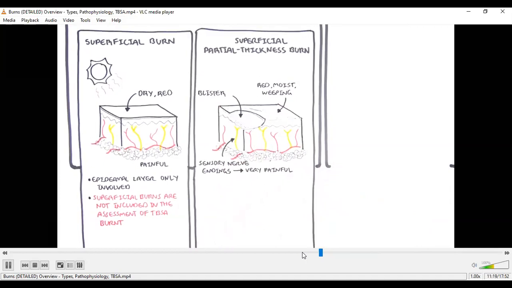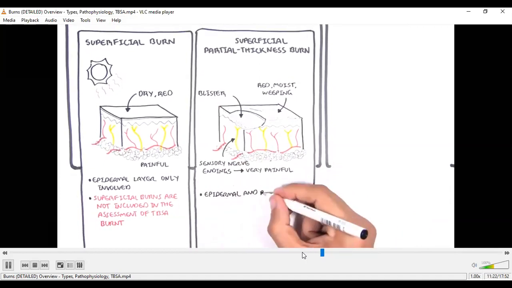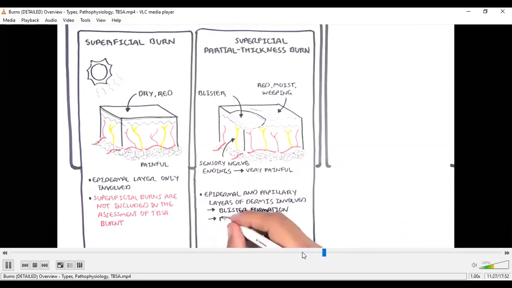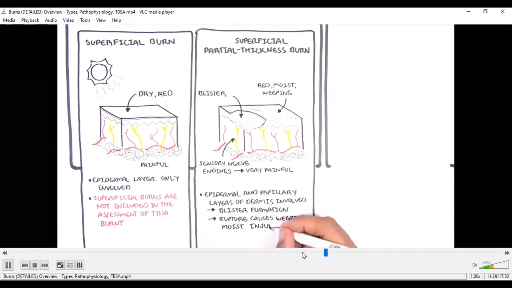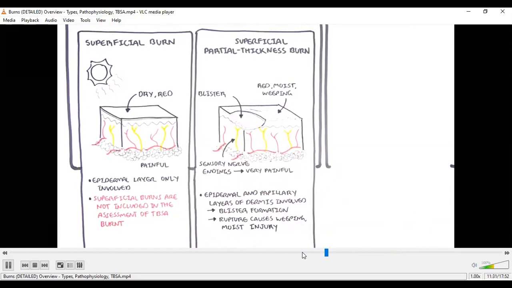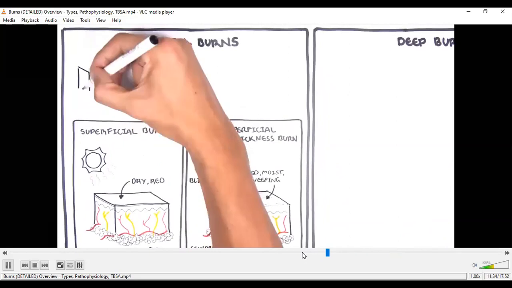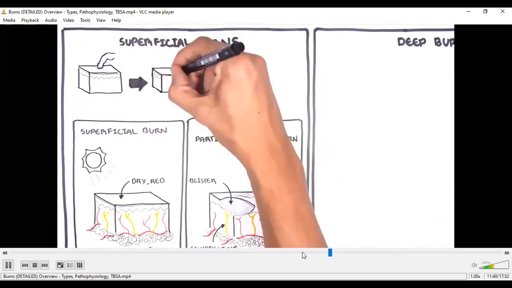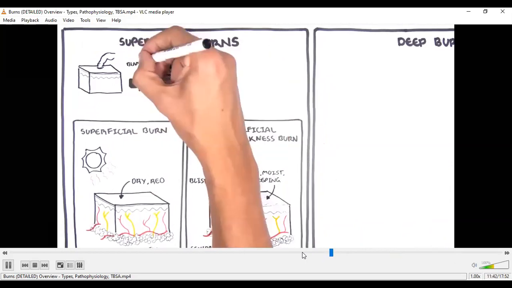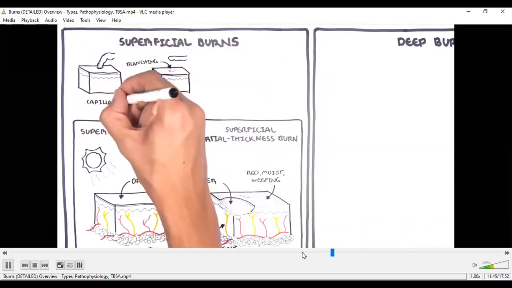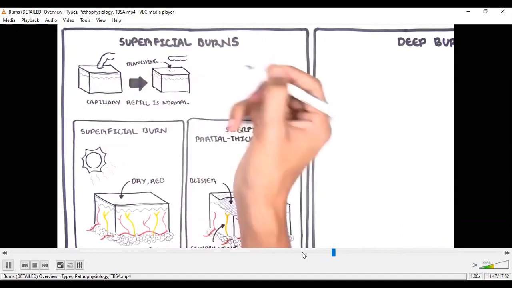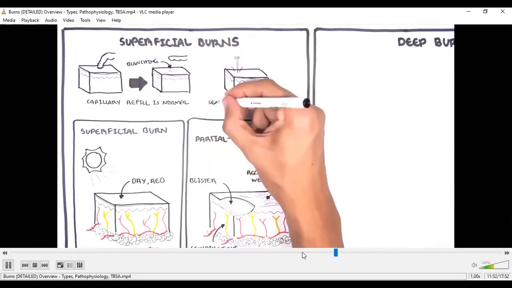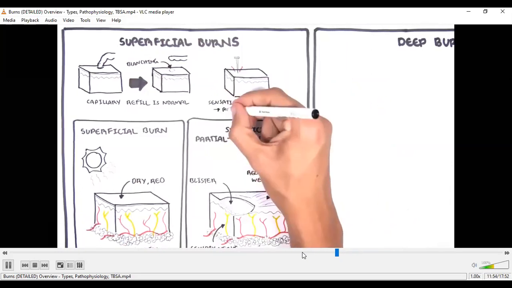Again, in superficial partial thickness burns, your epidermal and papillary layers of the dermis are involved. The important features here are blister formation, and rupture of blisters causing a weeping, moist injury. As mentioned before, superficial burns are characterized by blanching injury. So when you press your finger on the area, the skin will return to its normal color because of the normal perfusion. The other important aspect of superficial burns is that the sensation is still working. It is normal, and so you feel pain.